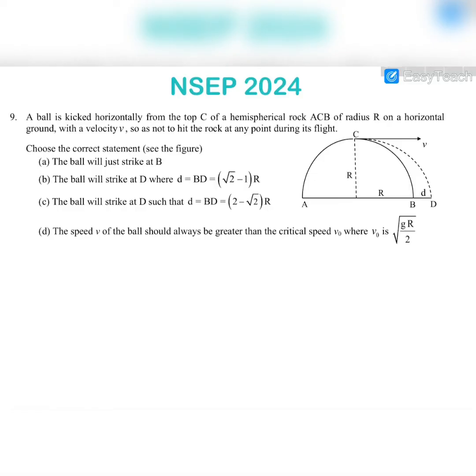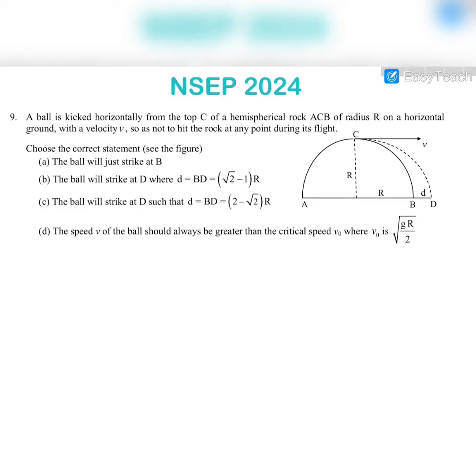In this question, you can see that a ball is kicked from the top of a hemisphere in such a way that it does not touch the hemisphere again at any point in its flight. So we have to find out the value of D where it will land.